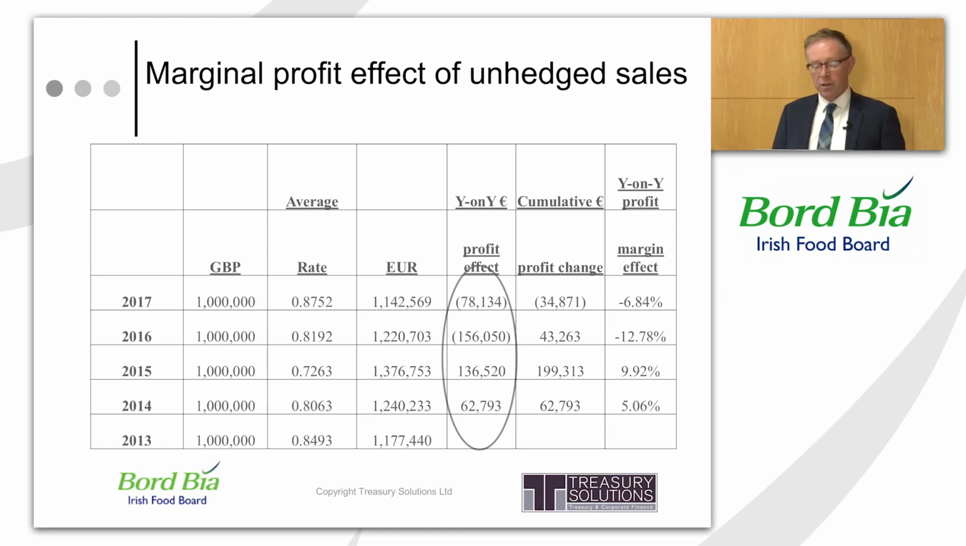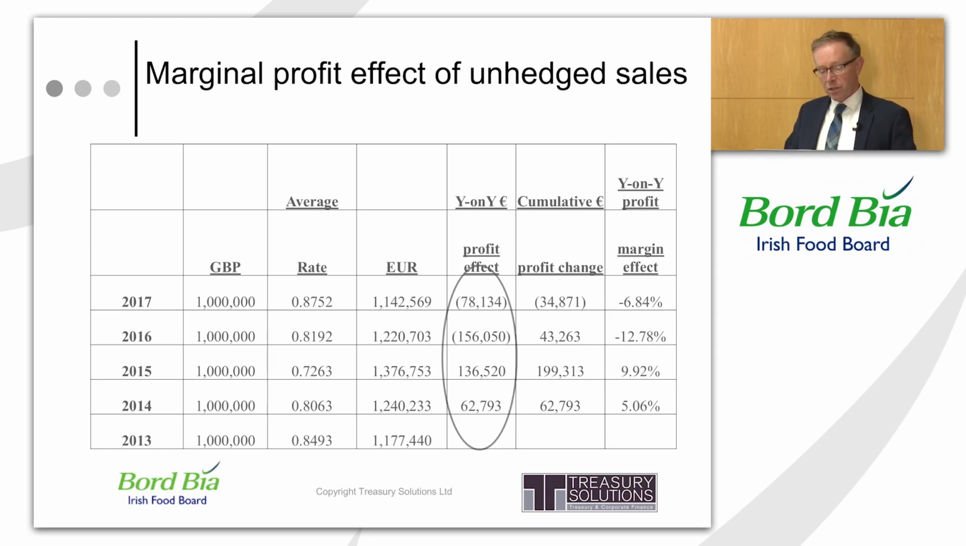It got turned on its head then in 2016. Sterling weakened and the average went from 0.7263 to 0.8192. That had the effect of reducing the euro value of our sterling sales back to 1.22 million, which was a reversal of 156,000 euros. And the same has happened in 2017.